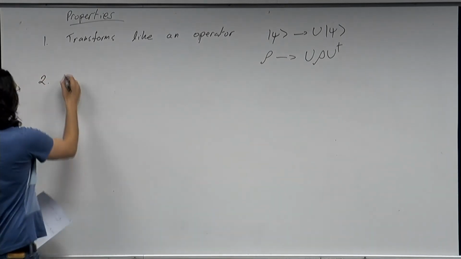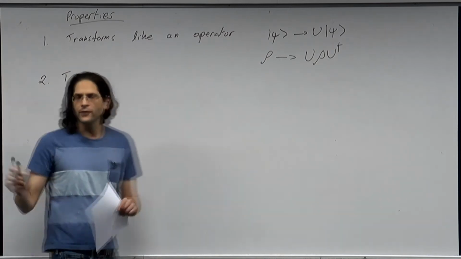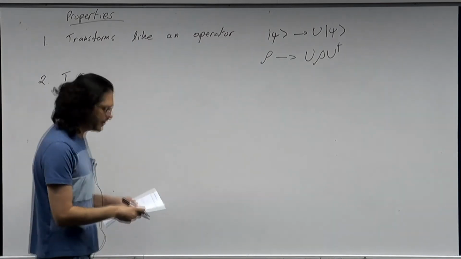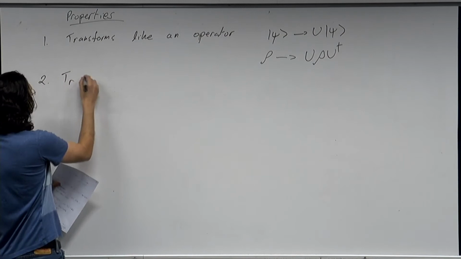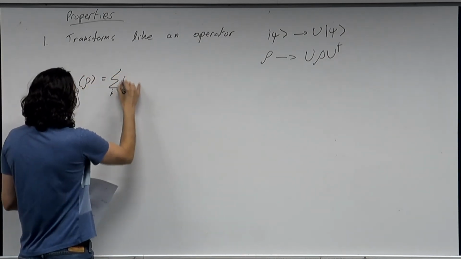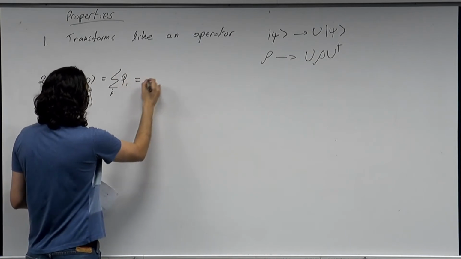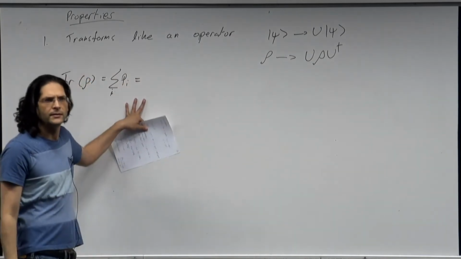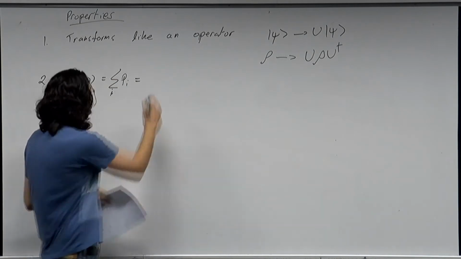The second property really comes from when we were talking about the diagonal part. It says that the trace of rho is just the sum over i of p_i, which has to equal what? Anyone? 1. 1. All right.